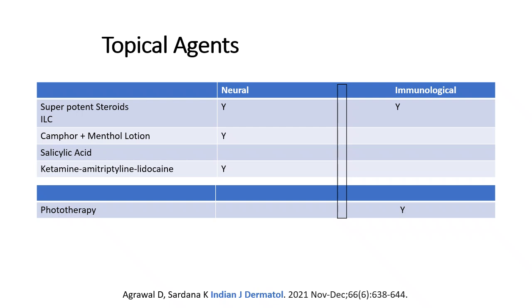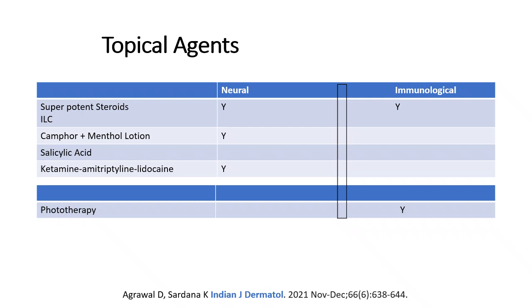Topical camphor menthol is a very good option, available in India, in various preparations. One of my favorite topical agents in such cases is Prurigo. Very useful for doing authentic studies where you give topical camphor menthol and not steroids. Salicylic acid has been tried, but it's more like an exfoliant. The ketamine, amitriptyline, lidocaine topical combination is not there in this country. It's used in the West. Phototherapy has been shown to be effective, but we have not used it much.